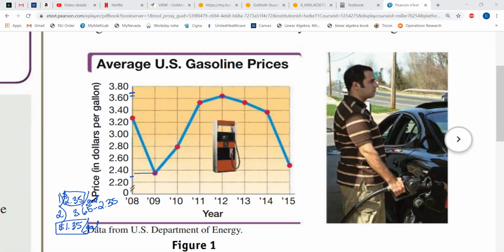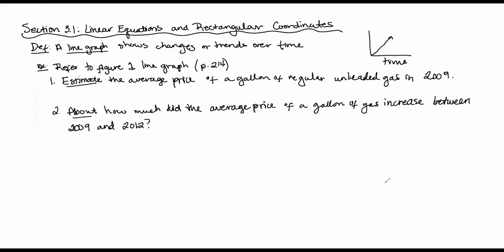All right, so we had 2.35 and 1.35. Let me switch back over. Cool, it's still there. So we had 2.35 and 1.35. Perfect. All right, so that's the first little part. Reading graphs usually isn't too bad.